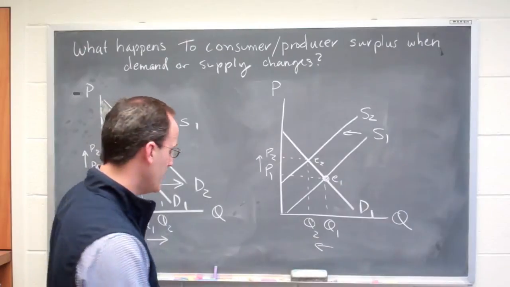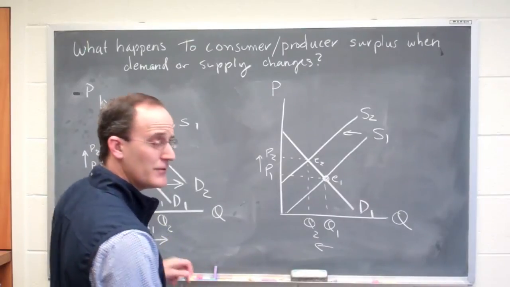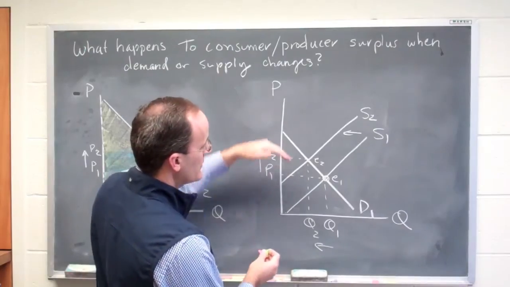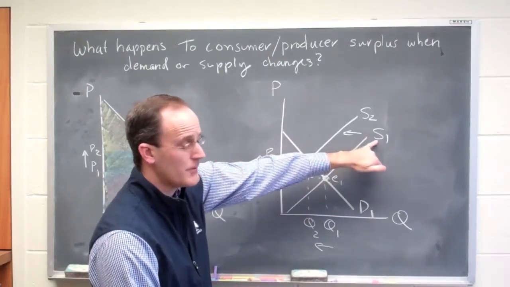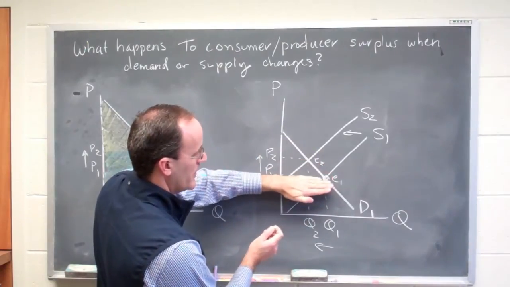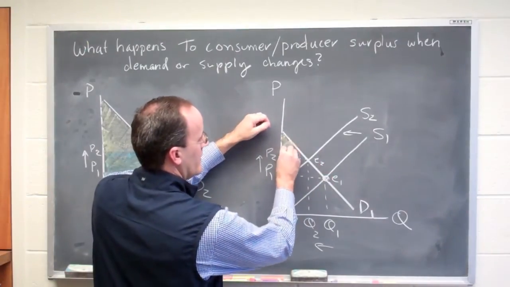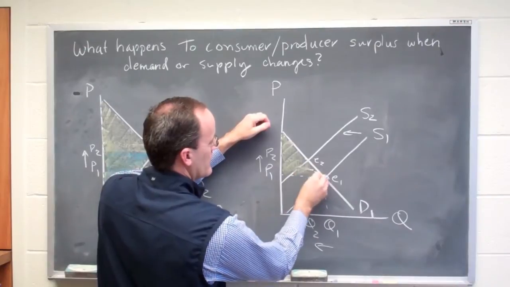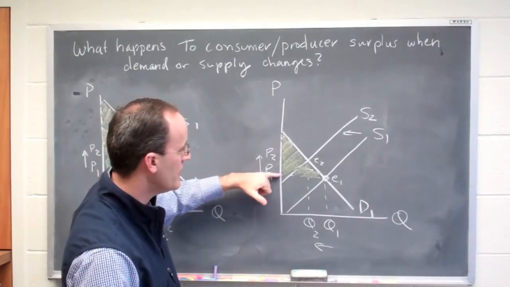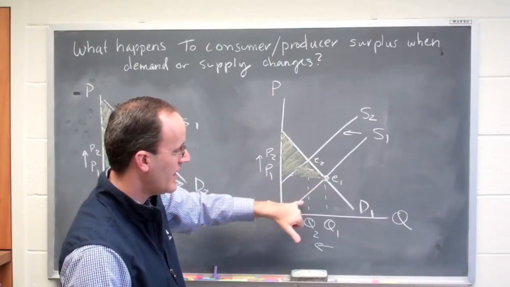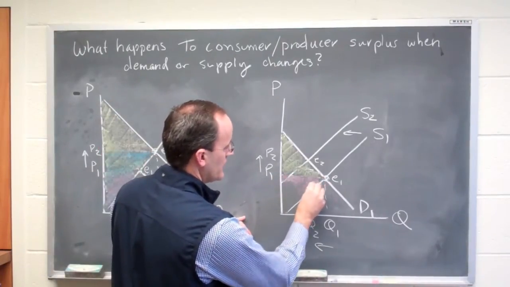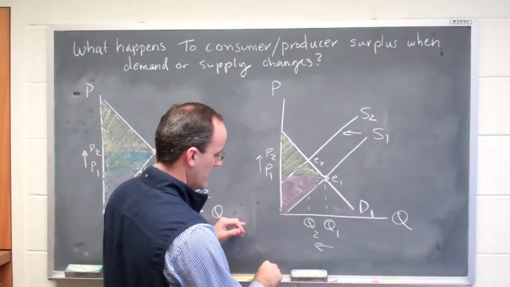We want to think about the difference between the consumer and producer surplus, so let's highlight the original areas again. Consumer surplus at E1 on the first supply curve would be the area below the demand curve and above the original price. So there's your original area of consumer surplus. And producer surplus is the area below the original price and above the original supply curve. So in this case, producer surplus is right down here.